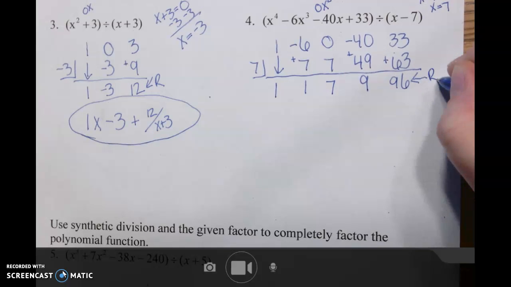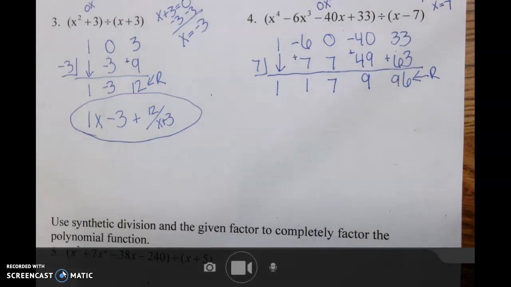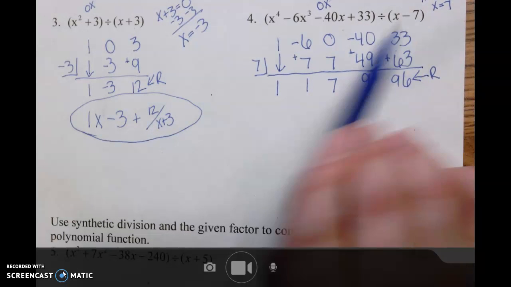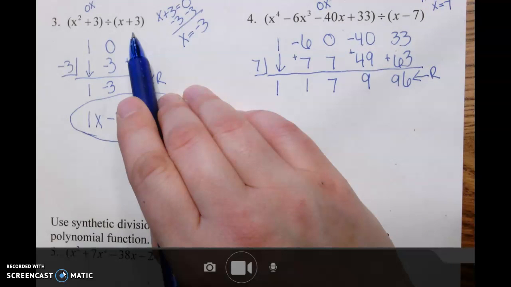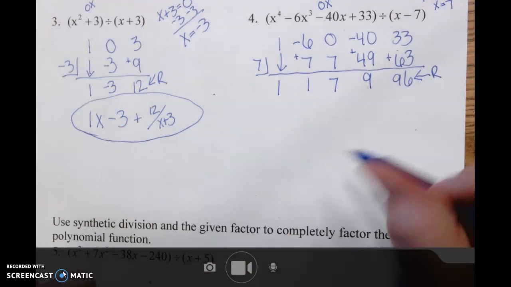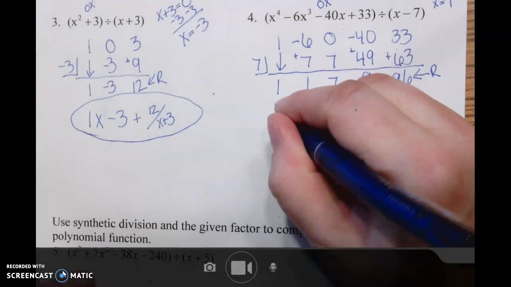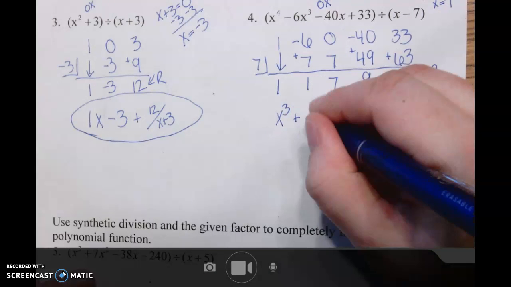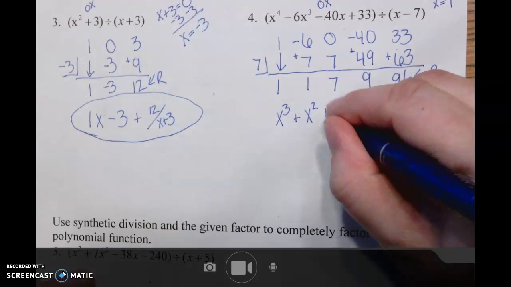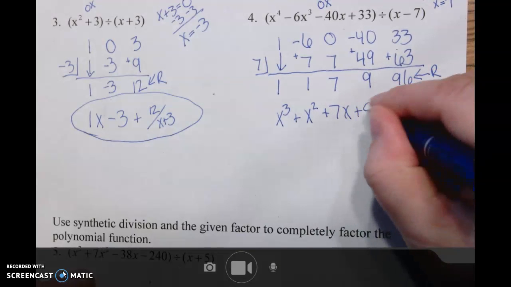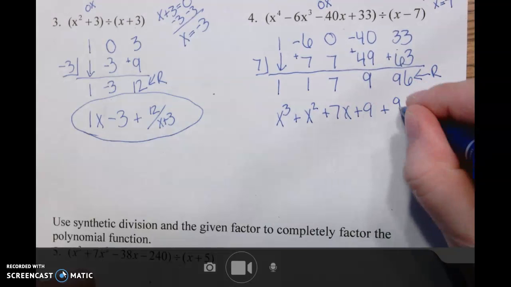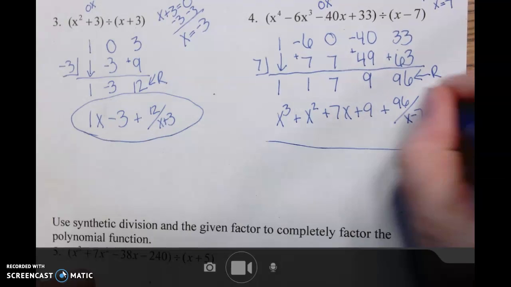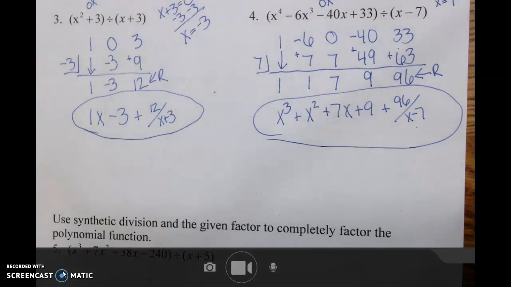And remember, anytime you have a remainder, that means that the divisor is not a factor. So x minus 7 is not going to be a factor, and x plus 3 was not a factor on our last example. And so, since we have one less degree, we have x cubed. And you can put 1x cubed if you like, plus x squared, and again you could write 1x squared, plus 7x plus 9, plus our remainder is 96 over our divisor of x minus 7. So that is synthetic division.